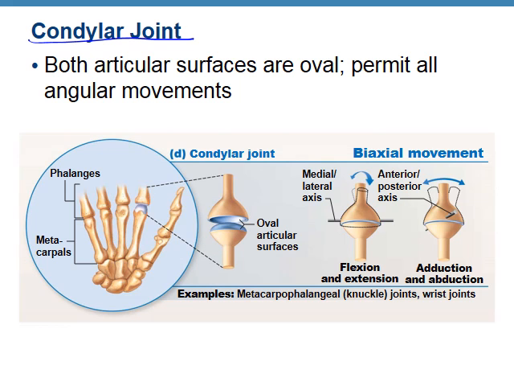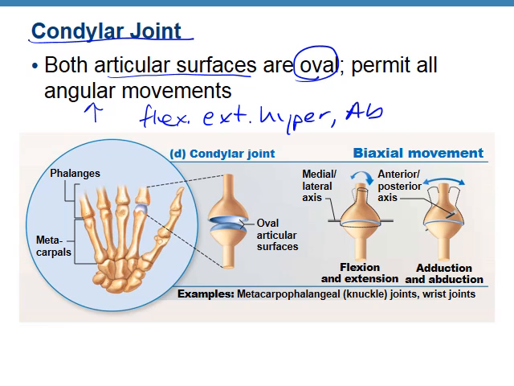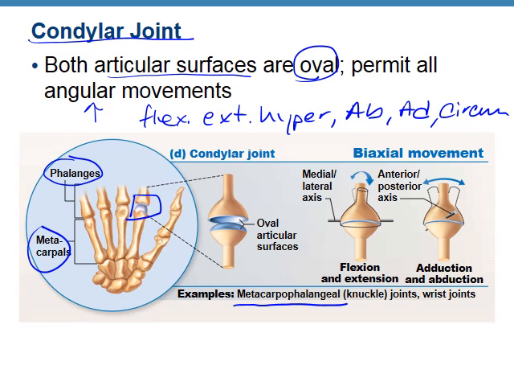Fourth type we have to look at are condylar joints. So the articular surfaces are oval, and it allows for angular movements. So that was our flexion, extension, hyperextension, abduction, adduction, circumduction. You can see here the metacarpals, here are the phalanges. So we're looking at this joint. A great example of a condylar joint is the metacarpophalangeal joint, which is basically your knuckles.